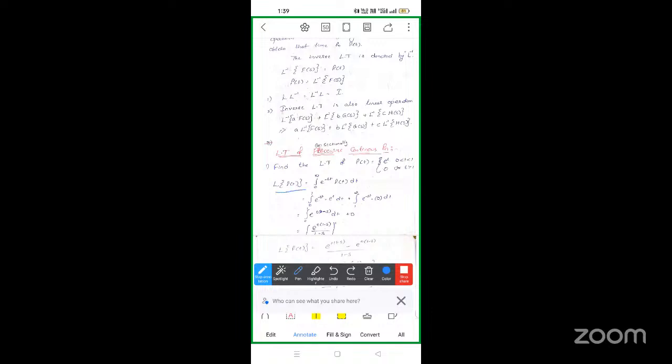So this is the basic starting formula of the Laplace transform. Here the integral of f of t can be split into 0 to 1 and 1 to infinity. So we can split the interval. We can split the integration into 0 to 1 and 1 to infinity.